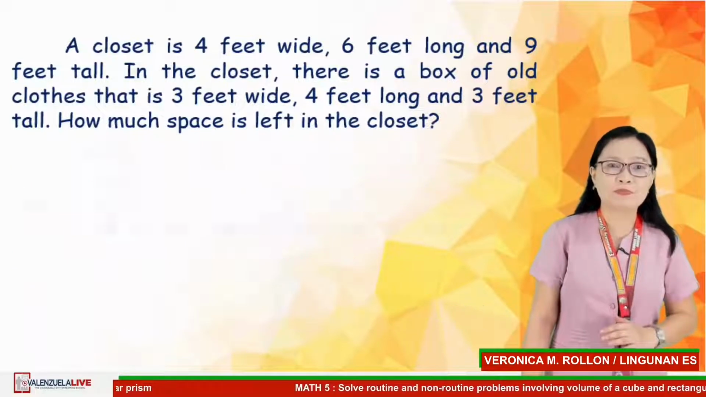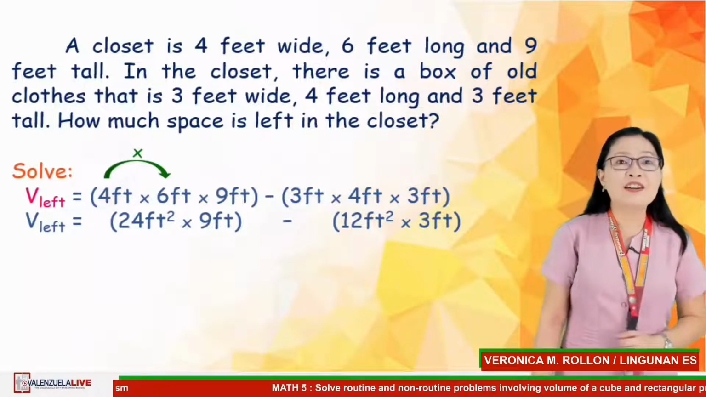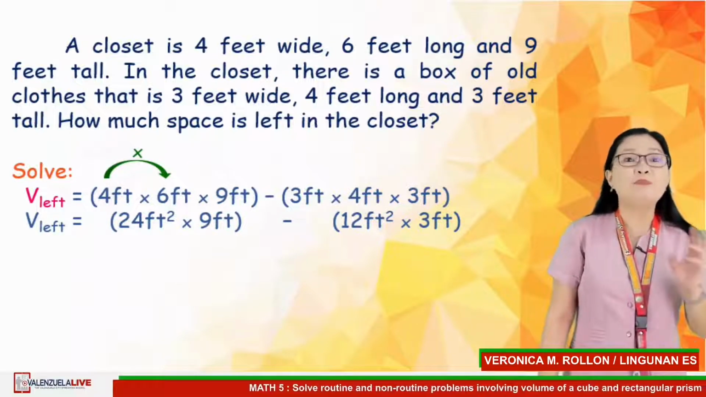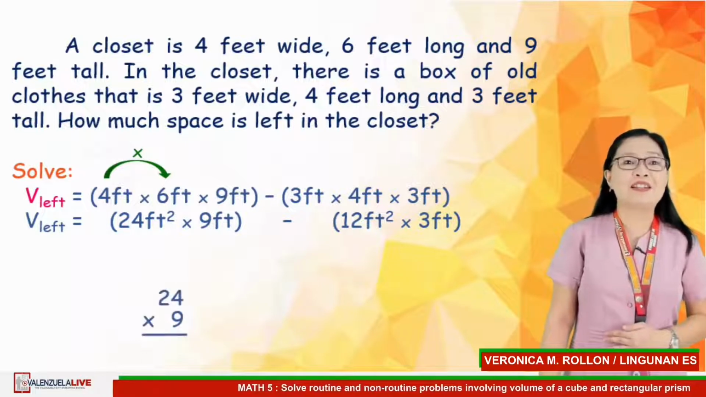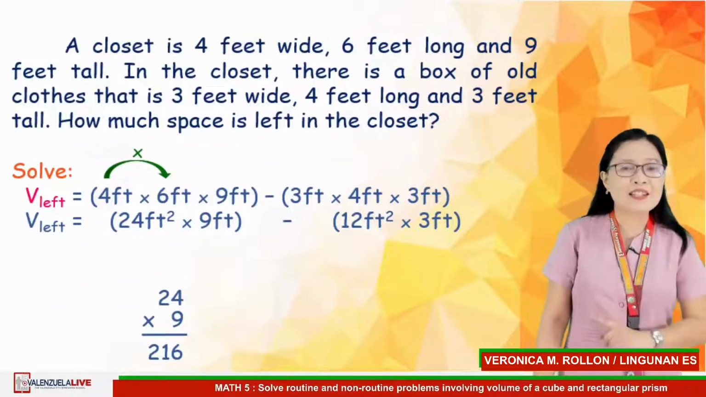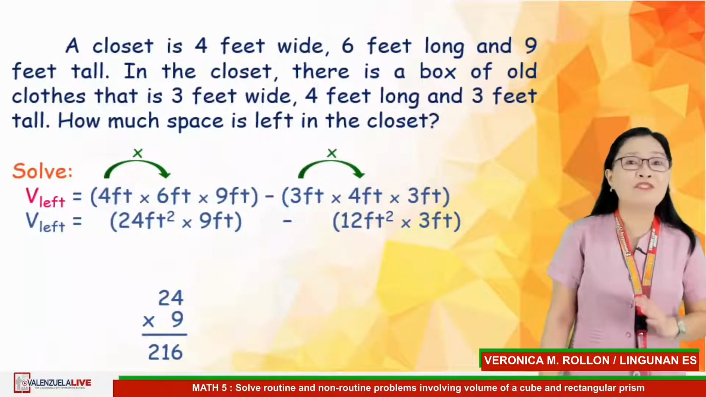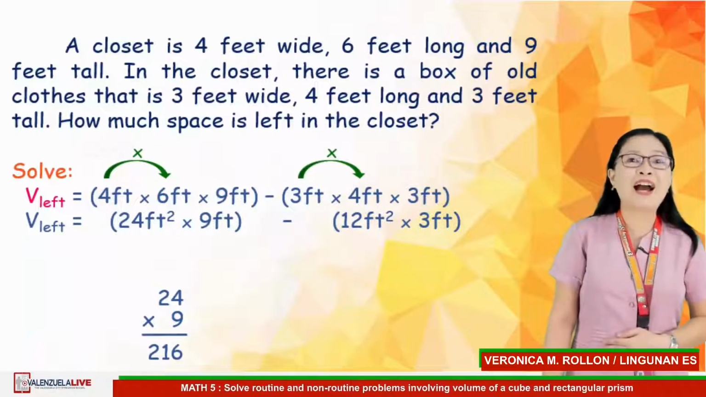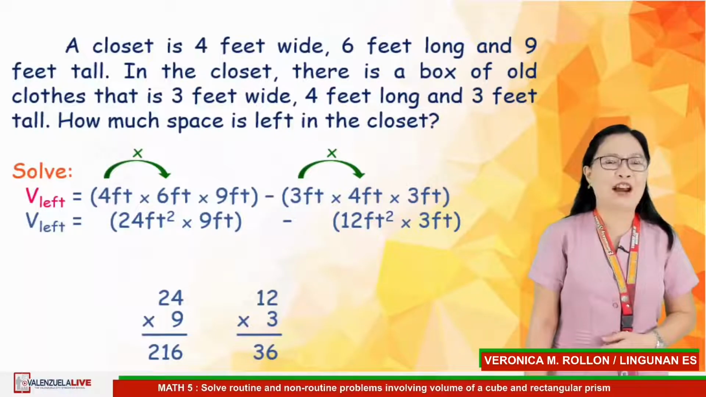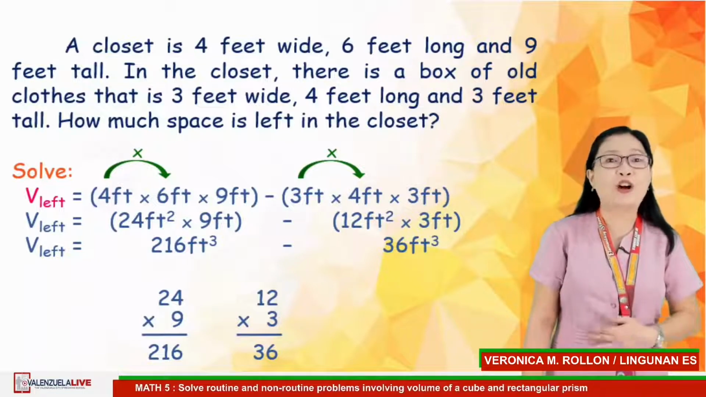Now, let us solve. 4 times 6 is 24 square feet, because we're going to find the area of the base. Multiply by the height, 9. So, 24 times 9, you get 216. Then, let's solve the volume of the box. 3 times 4 is equal to 12 square feet. Multiply by the height, 3. That is 12 times 3 is 36. You're right.